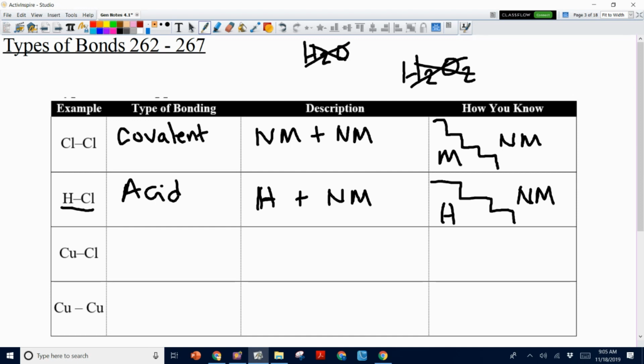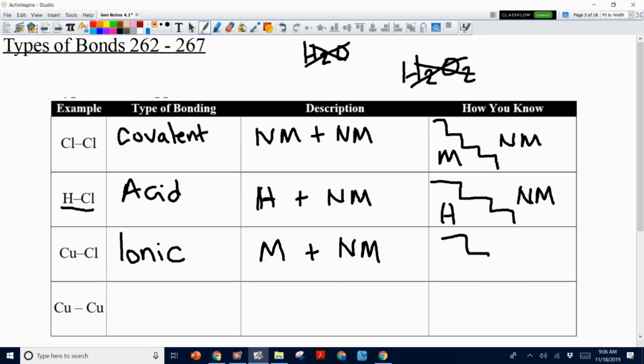All right, the next type of bond, which is what we're going to be concentrating on here in 4.1 this week, is called an ionic bond. Ionic. So copper bonded with chlorine is called an ionic bond. The description of that would be a metal plus a non-metal.